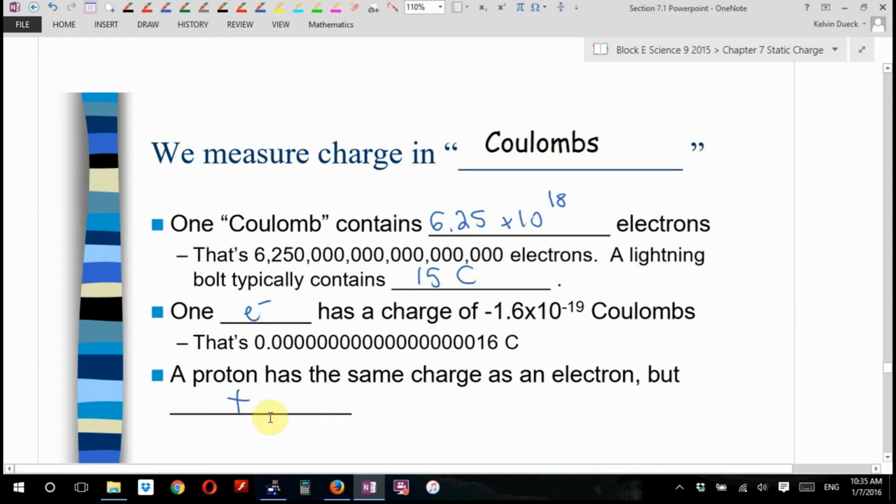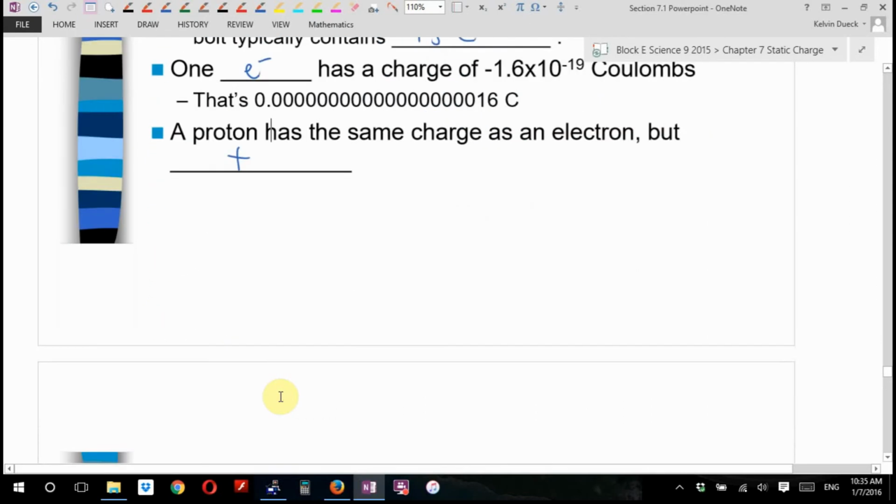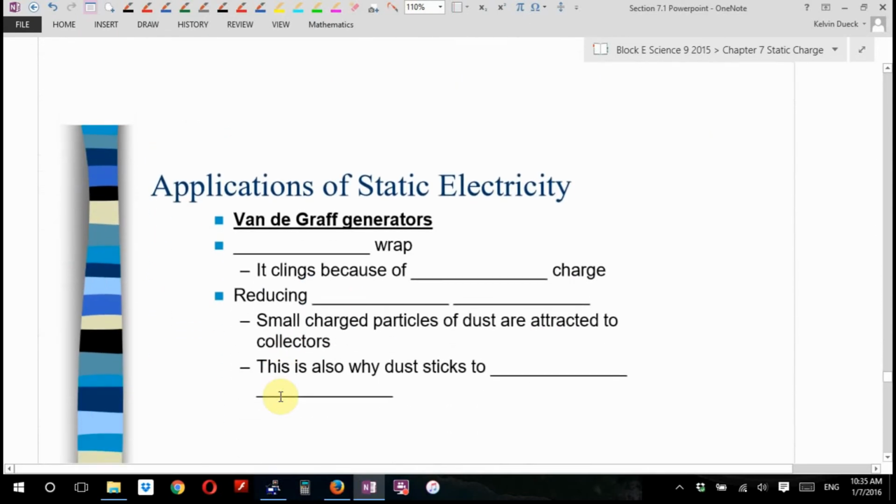Okay. So we measure charge in coulombs. Electrons, too small. What are some applications? Well, I showed you one before this lesson, the Van de Graaff generator. That's a cool application, but that's not an industry useful application. That's just a cool fun science class application. It turns out another one that all of you are familiar with is Saran wrap.